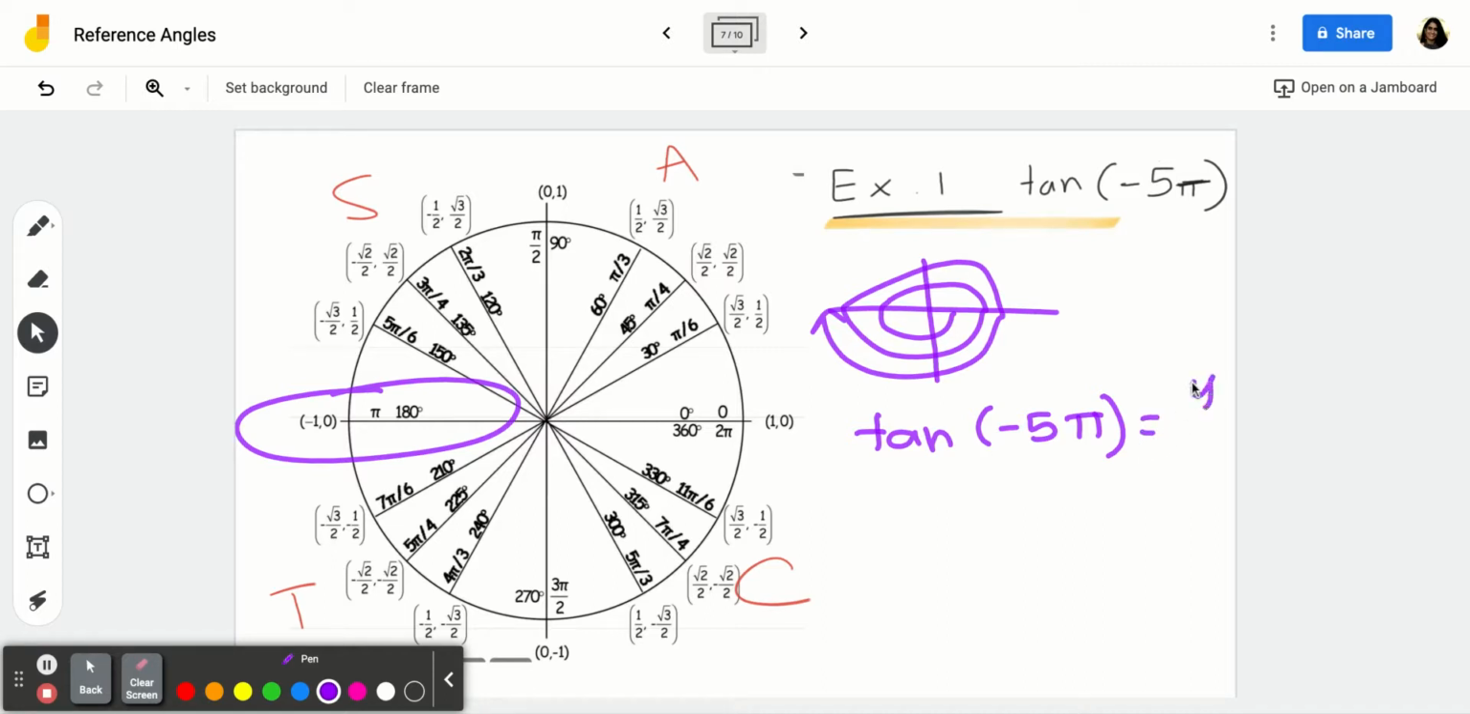The same way we did on Wednesday's video. Y over x, y is 0, x is negative 1. It is okay to have 0 on top. My final answer is 0. So tangent of negative 5 pi is 0. Let's try another one.